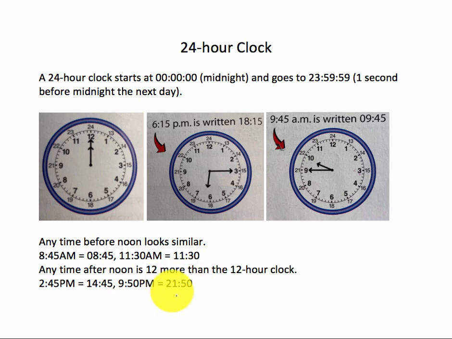Right? Now that just works if it's in the PM. Okay, so if it's 13 up to 23, then you can just subtract 12. If it's like this time here, 08:45, well, we know it's in the morning because it's in the first 12 hours, so we don't need to subtract 12. You just subtract the 12 if it's in the afternoon and it's past 12 o'clock.